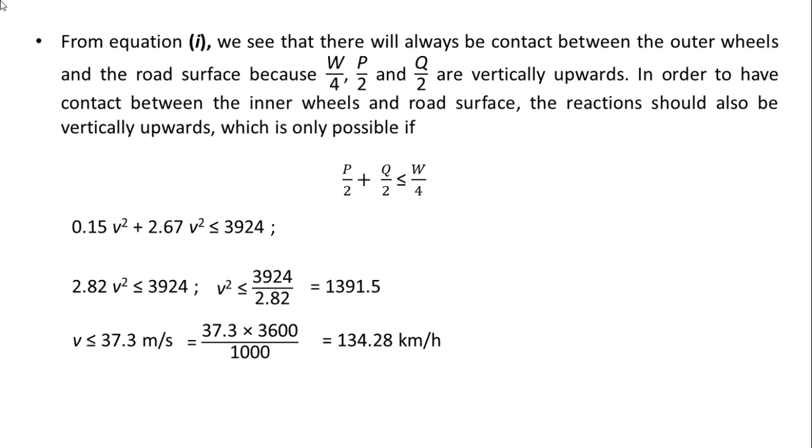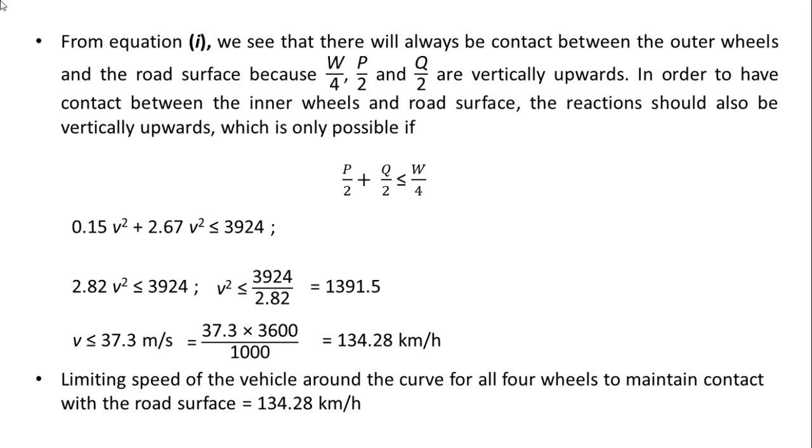So in a 100 meter radius circular track, if you travel in this particular car at a speed greater than 134.28 kilometers per hour, your car will roll due to centrifugal force, and the net result of gyroscopic, centrifugal, weight, everything. So that completes the problem. You have found the limiting speed of the vehicle around the curve for all four wheels to maintain contact with the road: 134.28 kilometers per hour. If you travel at 140 in this curve, your car will roll.